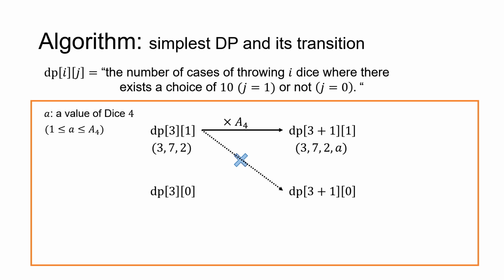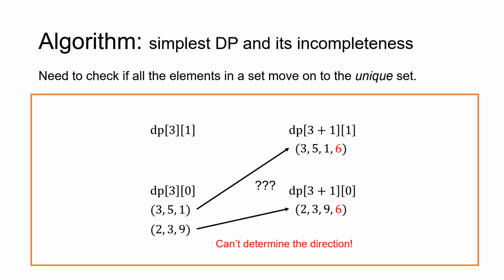The tuple 3, 7, 2 is in dp[3][1] because it has a choice of 10. Let variable a be a value of dice 4, and no matter what value a is, the tuple 3, 7, 2, a also has a choice of 10. Therefore, we add A4 elements to dp[4][1] for each element in dp[3][1]. Let's also check elements in dp[3][0].